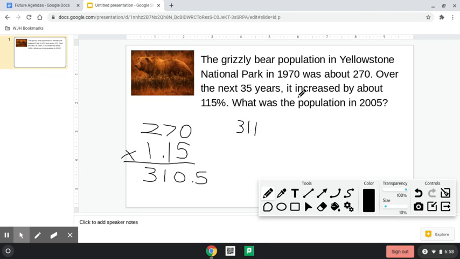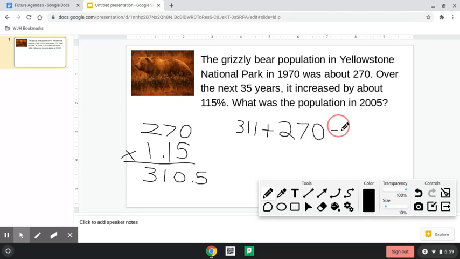So when they say it increased by about 115%, what they mean is it increased by 311. So we just need to do the increase plus the original amount. And that's pretty simple math. So I'll do that right in front of you.